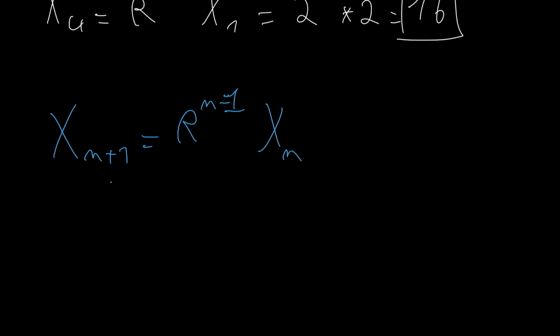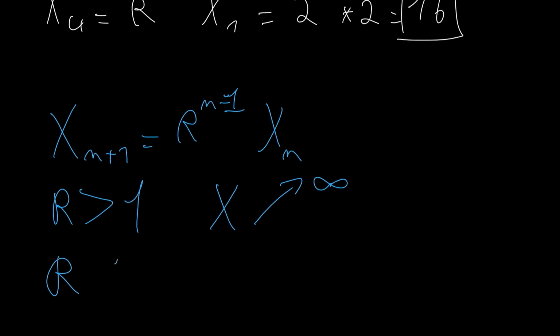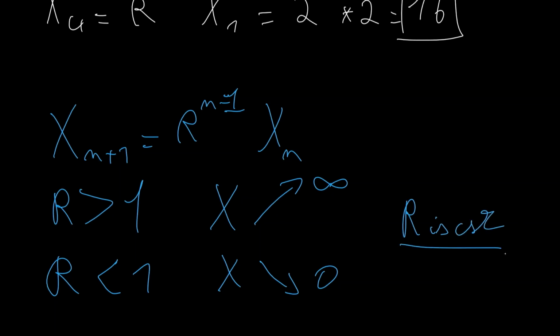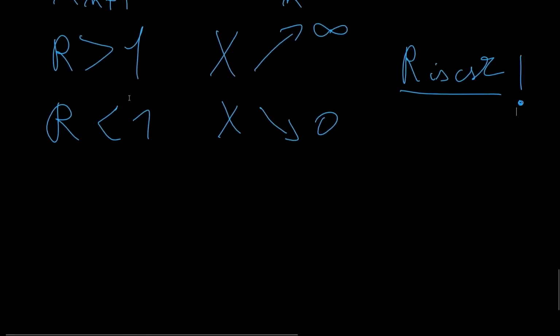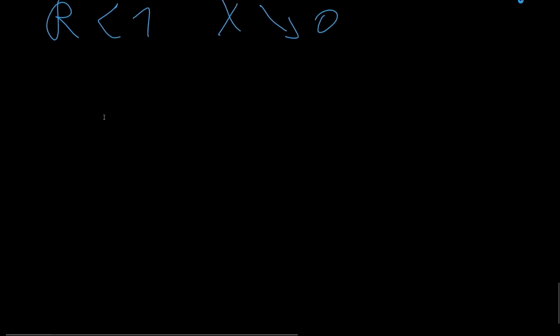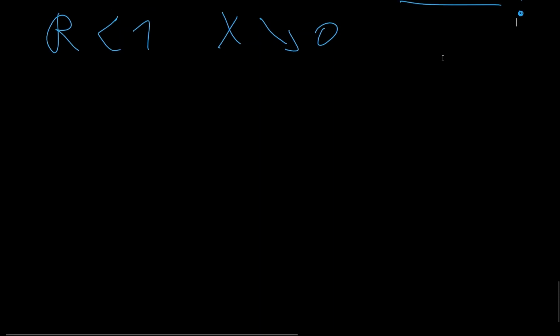From this equation we can clearly see that if r is greater than 1, x goes to infinity, and if r is less than 1, x decreases to 0. However, all of this analysis is based on the assumption that r is constant. But this is not generally the case. So usually r is dependent on x. Now, what do we mean by r being dependent on x?